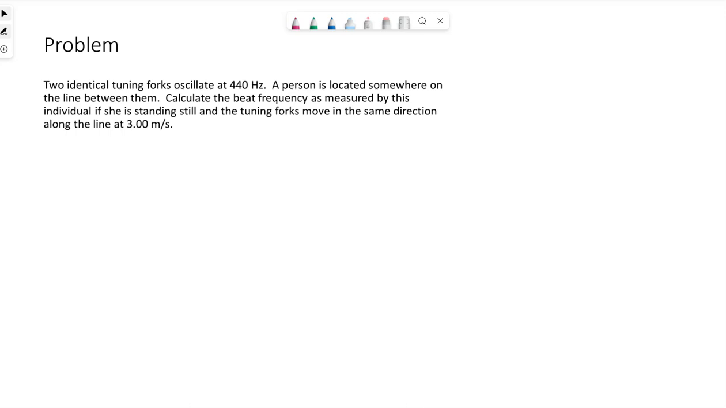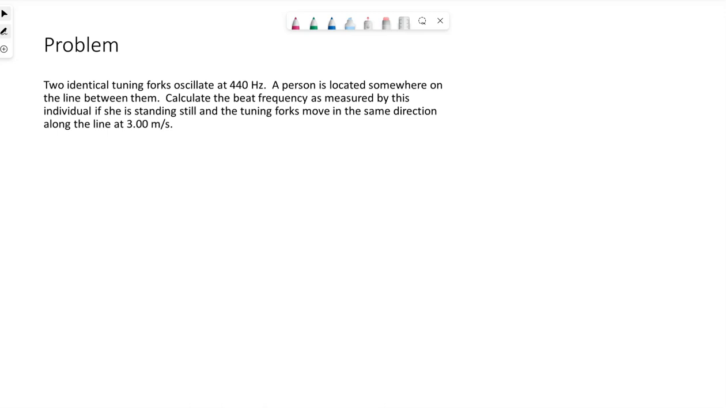We have an example problem here. Two identical tuning forks oscillate at 440 hertz. A person is located somewhere on the line between them. Calculate the beat frequency as measured by this individual if she is standing still and the tuning forks move in the same direction along the line at 3 meters per second.